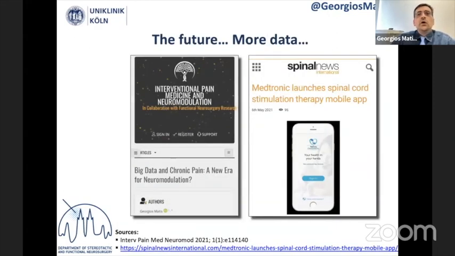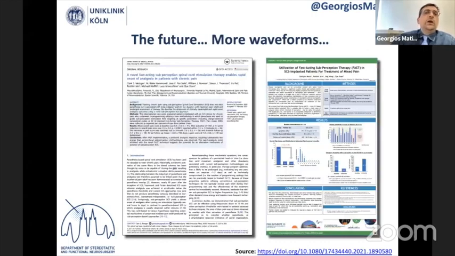The future is also more data. If you have some time, you can read my editorial in the Interventional Pain Medicine and Neuromodulation Journal. We all have smartwatches, Apple watches. We have many apps in our phones. All of these things can collect various data, and artificial intelligence or machine learning can use all this data to optimize or to improve the spinal cord stimulation therapy. All companies are working in this field. I'm sure that in the future, we're going to have even more waveforms, and this is a good thing.